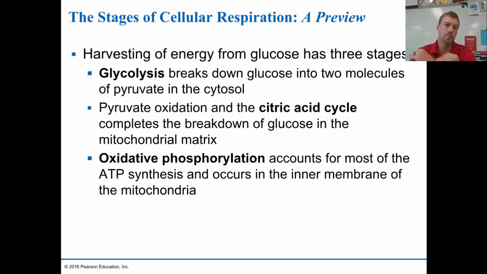So what we're going to do is kind of preview the whole idea of cell respiration and then get into some of the more specifics. So glycolysis is the first part of the process, and it is going to be taking glucose and turning it into 2 pyruvate molecules. Then we're going to take the pyruvates and we're going to oxidize them and then put the product of that into the citric acid cycle, which is going to complete that breakdown. And then finally, oxidative phosphorylation is going to take place where we take all the energy that was released from the breakdown of the glucose and use it to form ATP.